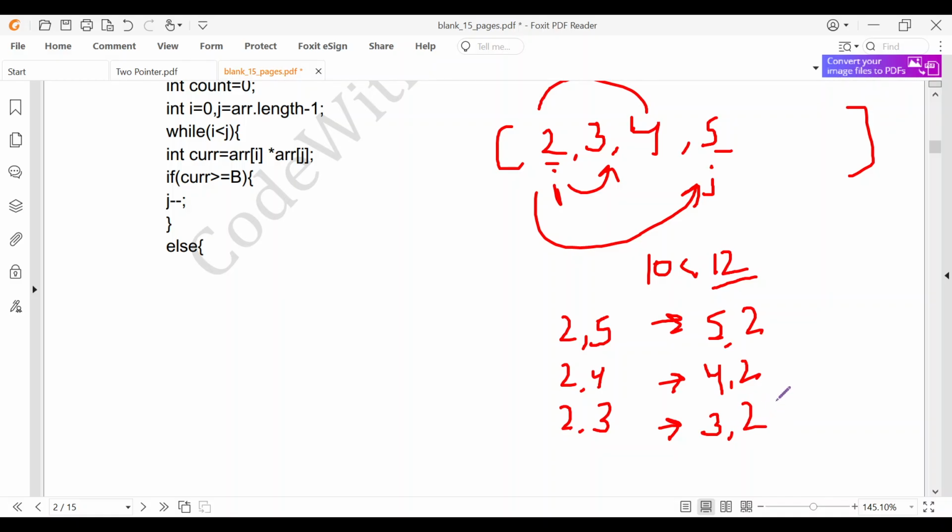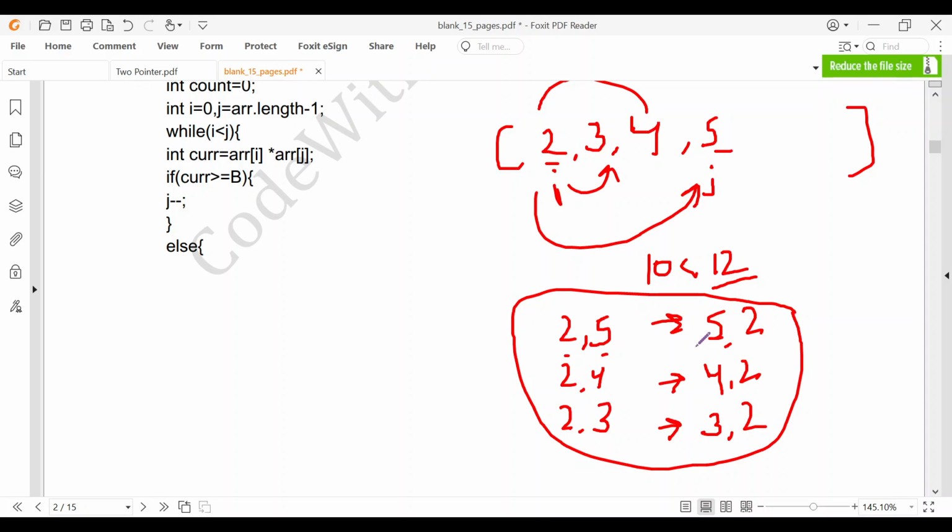It means 2 and 3 and 3 and 2 both are valid pairs, and these are distinct pairs only. It is not the same pair. Why so? Because here 2 is the length and 5 is the width. Here 5 is the length and 2 is the width. It means what? And again, one pair I have missed.